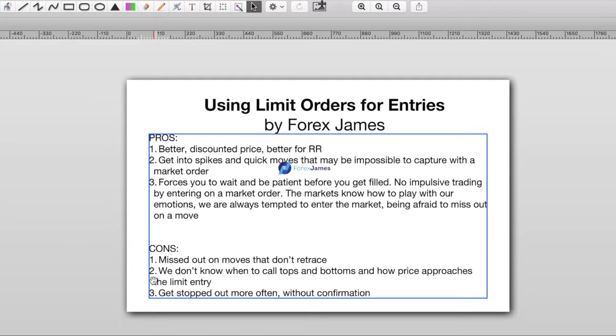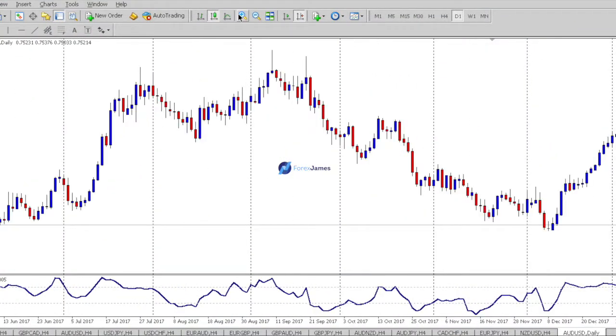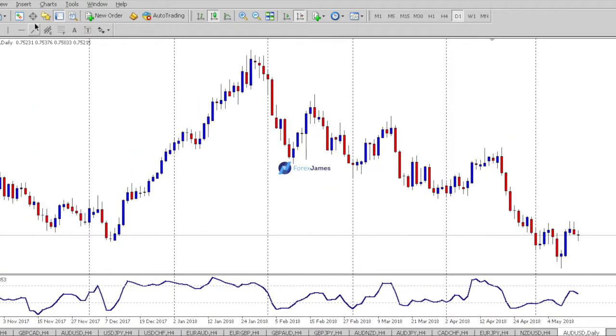And number 2 is that we don't know when to call tops and bottoms and how price would actually approach the limit entry. Number 2 and 3 are correlated. They're linked together, okay? So here's what I mean. If you're a more aggressive trader, which I am sometimes, I would be looking for shorts here in this example, okay?